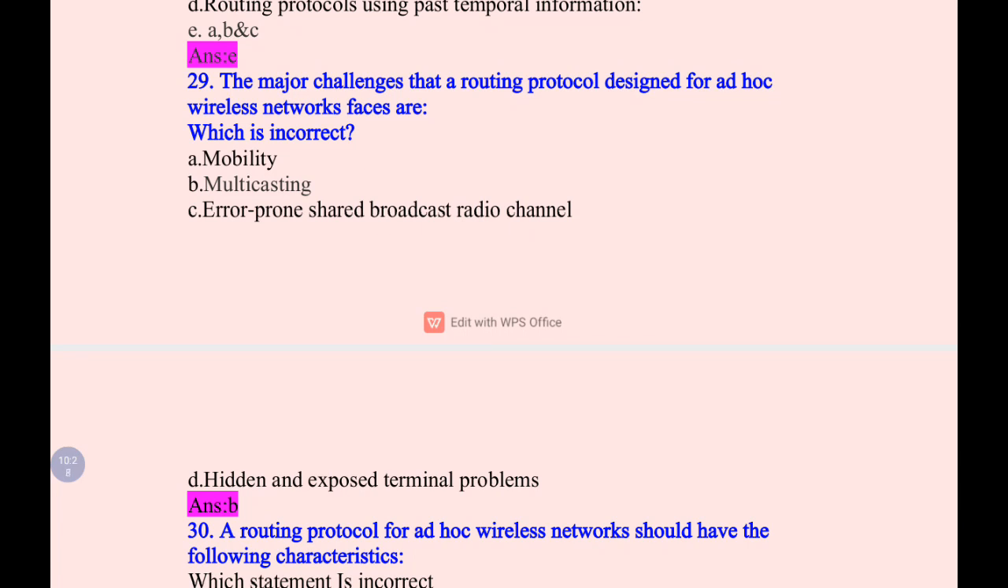So we know the challenges of routing protocol already. So under these challenges, the mobility, error-prone shared broadcast channel, and hidden exposed problems, all these are challenges that routing protocols are facing. Only multicasting, no, so choice B. So that is the nature of an ad hoc network. So that is an incorrect statement.